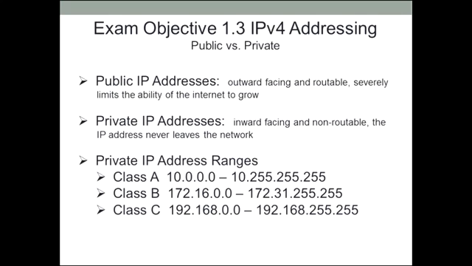So the way to fix that, they created private IP addresses. These are inward-facing, local networks usually. They are non-routable. You can try and route one of these addresses out to the internet, and the router will just bounce it. These addresses never leave the local network. There are 3 private IP address ranges, and you need to know these for the Network Plus.